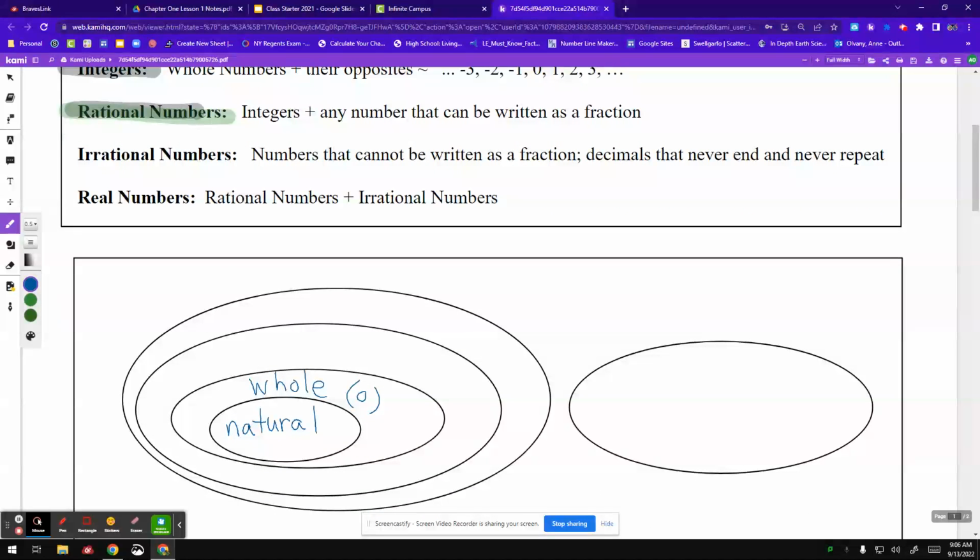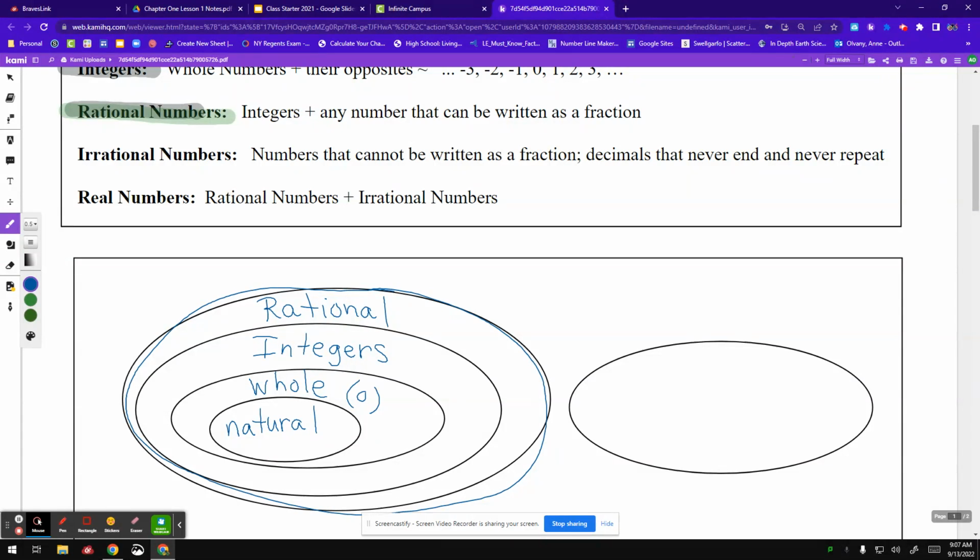So down here, I need to add integers. And now the rational numbers. So rational numbers include everything in this circle. So a natural number is rational. A negative number is rational. Okay?